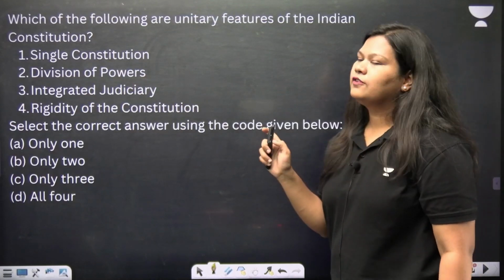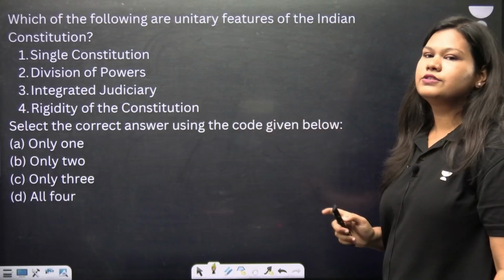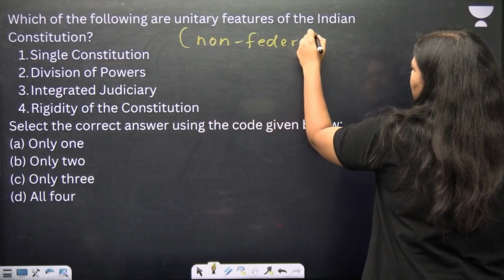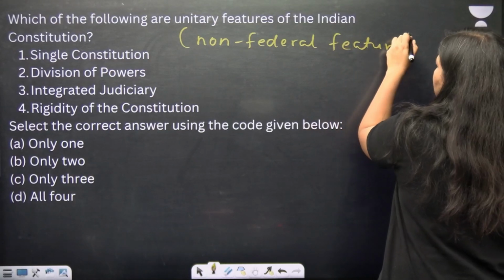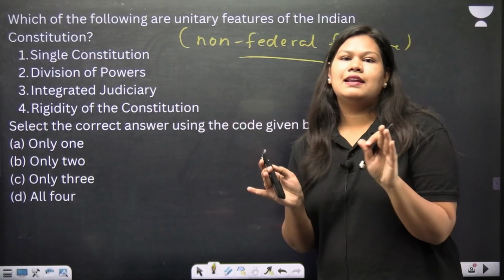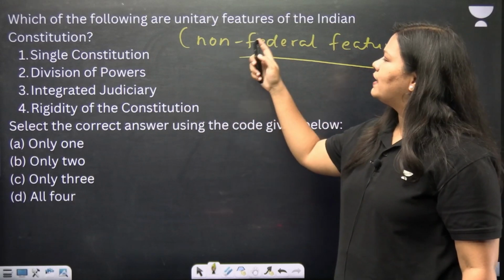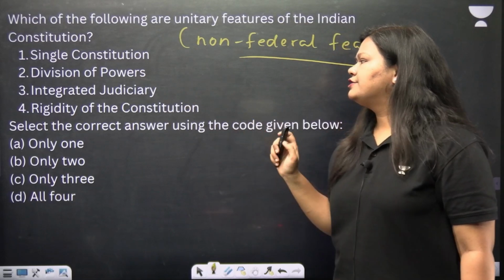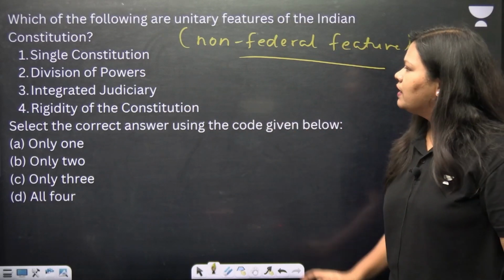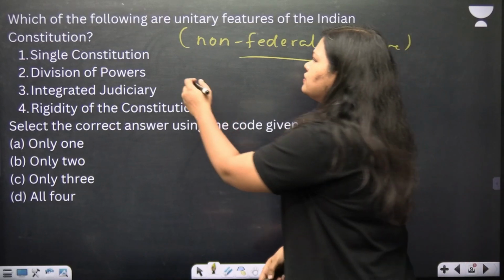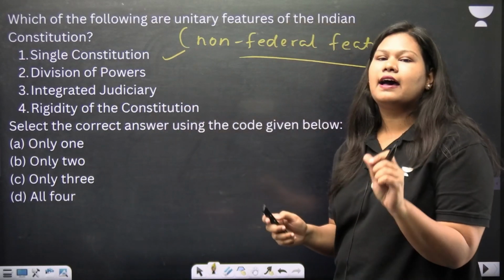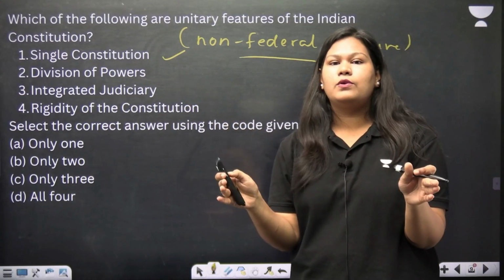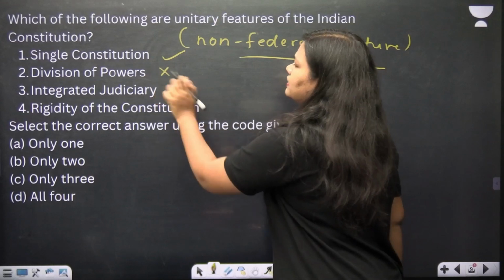Next question. Which of the following are unitary feature of the Indian Constitution? Unitary means non-federal feature. That is, it gives more power to center and less power to states. So out of these 4, we need to identify the unitary feature. Single constitution, division of power, integrated judiciary and rigidity of the constitution. Now we need to identify non-federal features. So single constitution is clearly a unitary feature because state can't have their own constitution. Division of power is a federal feature because we are dividing the power between center and state. So this is not a unitary feature.